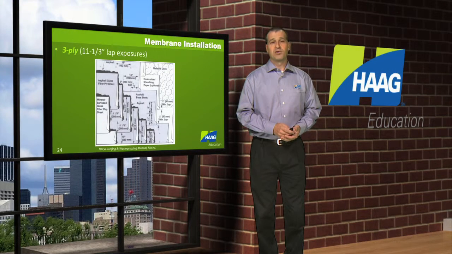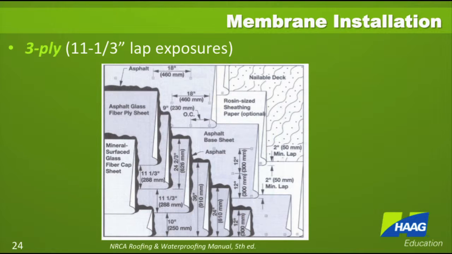A 3-ply built-up roof would have a similar type of design, just with a shorter lap exposure, 11 1/3 inches being exposed on here. This slide also shows a top surface being put above those ply sheets of a glass fiber cap sheet. That's not the only option. We're going to get involved later in these slides to the different surfacing options for a built-up roof. This is just one particular example you can have.